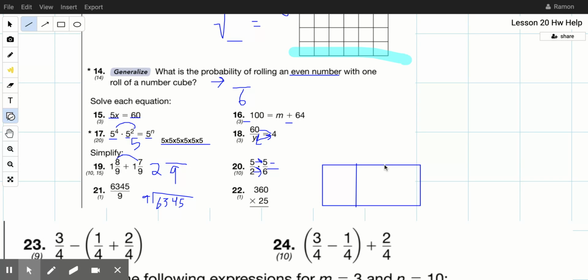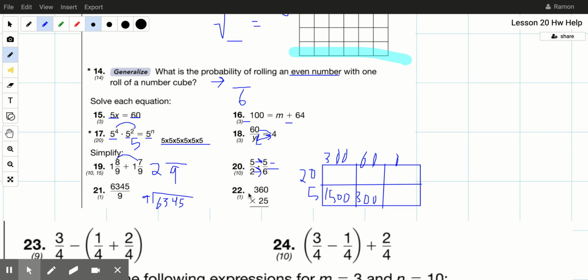So I'm going to set up the box here. We have 360 and 0. And then we have 20 and 5. So you multiply all of these. Remember that you just multiply the first numbers and then add the number of zeros that there are. And then you find the sum of everything. Or you can just multiply.